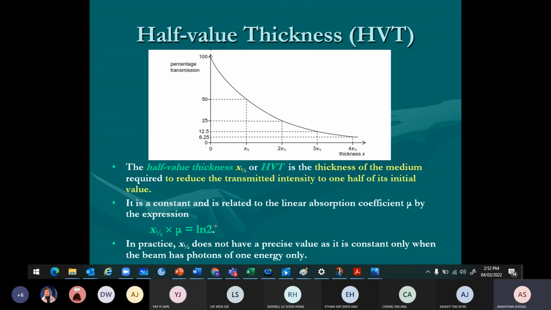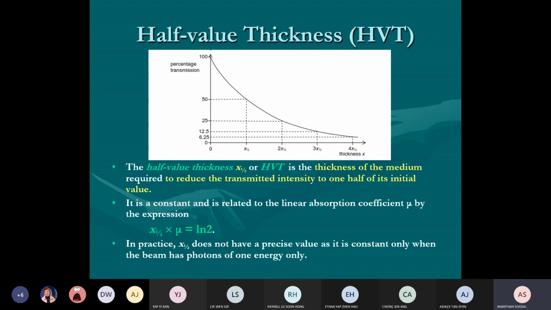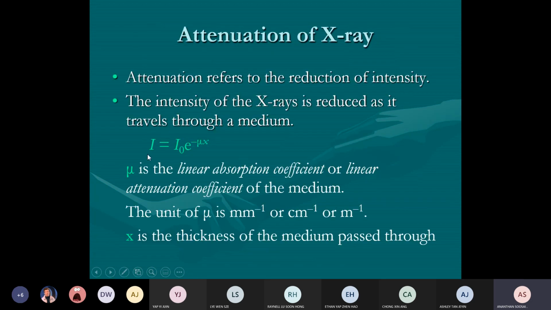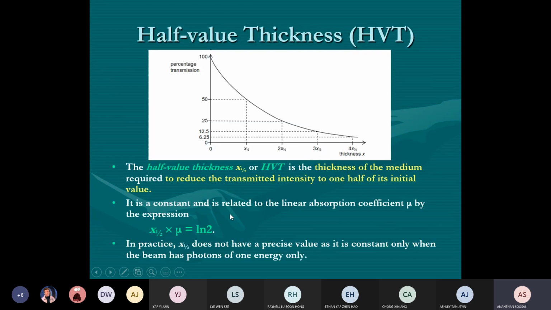So remember, half thickness times mu is ln 2. It originated from this formula, where X is X half and I is I naught over 2. In practice, the half thickness does not have a precise constant value, only when the beam has photons of one energy only. It depends on the energy of the photons that produce it.